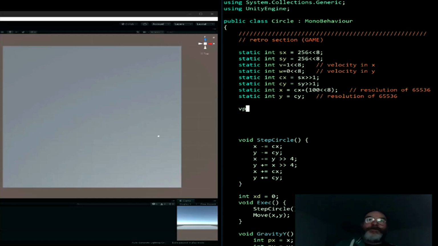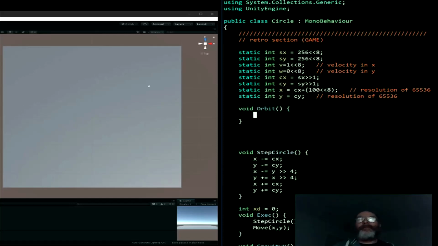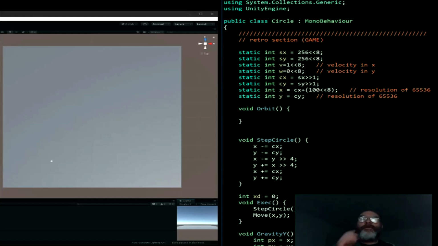So what am I going to do? I am going to figure out how that point is going to be accelerated towards the center of the screen. So I'm going to call this orbit, and we have to start with the position.